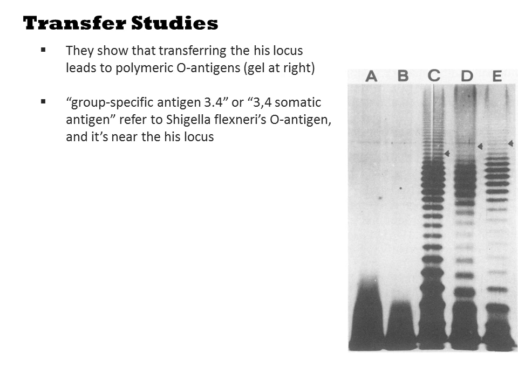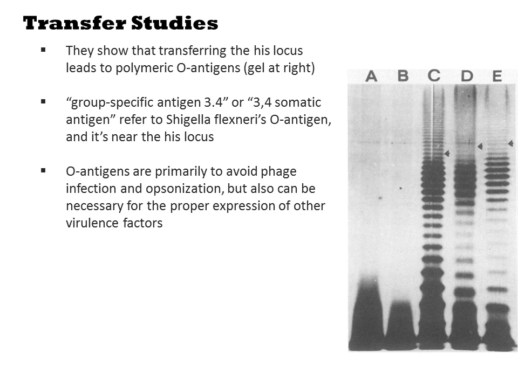Group-specific antigen 3,4, or 3,4 somatic antigen, refers to Shigella flexneri's O antigen, and it's now known to be encoded near the His locus in Shigella. O antigens are primarily to avoid phage infection and opsonization, but also they can be necessary for the proper expression of other virulence factors. Experimentally, there is a simple phage electrophoresis-based assay for detecting O antigens and quantifying the degree of polymerization.